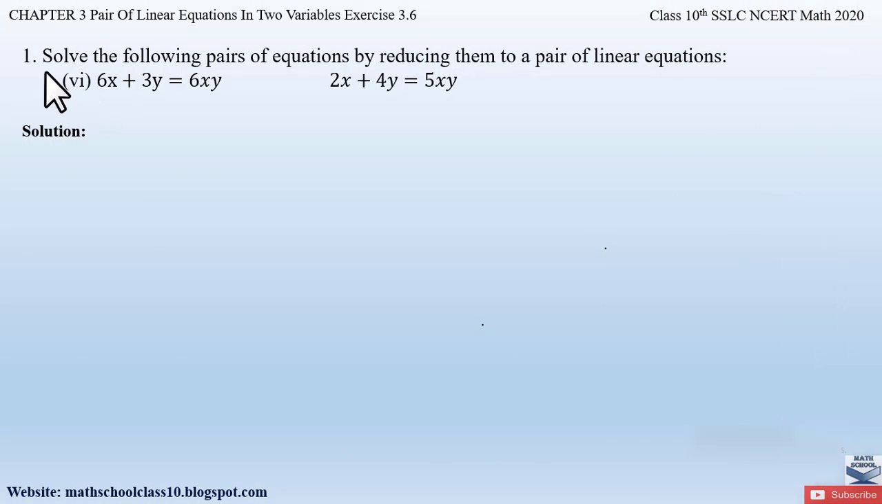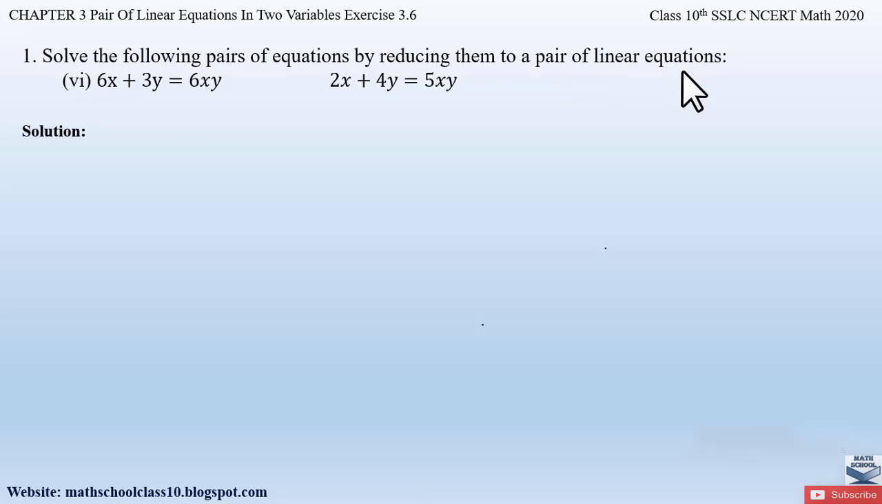Part 6 from question number 1, exercise 3.6, chapter 3, pair of linear equations in two variables says, solve the following pairs of equations by reducing them to a pair of linear equations. So these are the two given equations. We have to reduce them to a general form of a pair of linear equations.